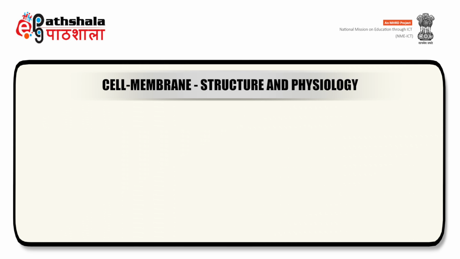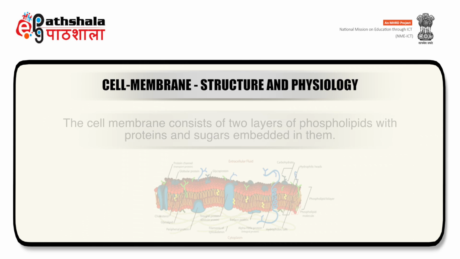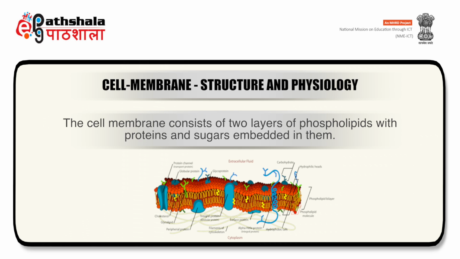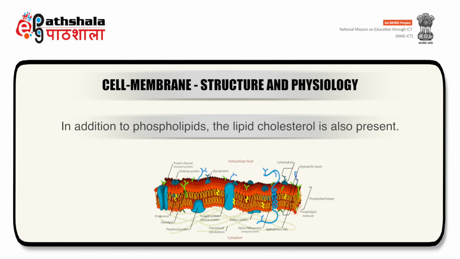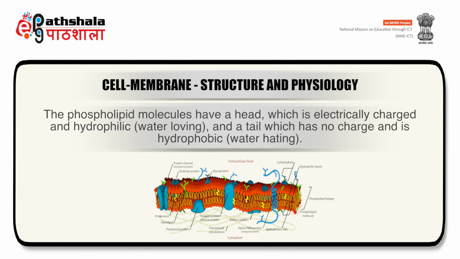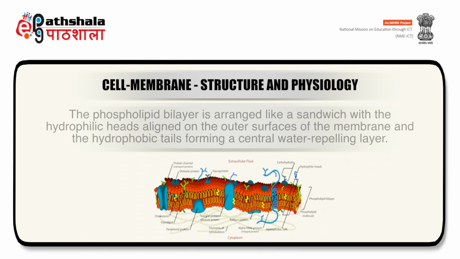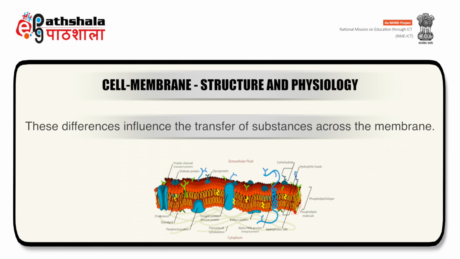Now, we will discuss the structure and physiology of the cell membrane. The cell membrane consists of two layers of phospholipids with proteins and sugar embedded in them. In addition to phospholipids, the lipid cholesterol is also present. The phospholipid molecules have a head which is electrically charged and hydrophilic and a tail which has no charge and is hydrophobic. The phospholipid bilayer is arranged like a sandwich with the hydrophilic heads aligned on the outer surfaces of the membrane and the hydrophobic tails forming the central water-repelling layer. These differences influence the transfer of substances across the membrane.